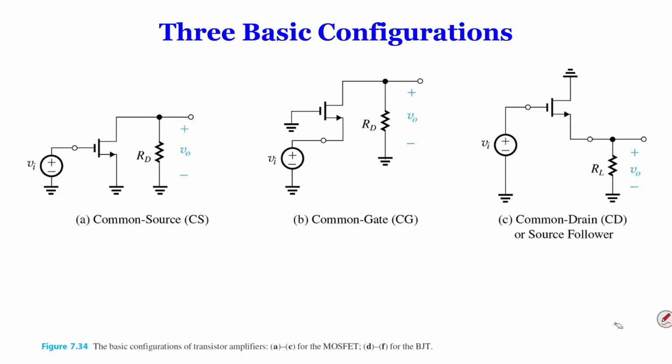Why is this called source follower? What is the verbiage? This one is called a source follower. The reason it's called a source follower is that the output is almost identical to the input. So it follows the input. When the input changes, the output changes the same way. So the value is almost the same, like 0.99. The source follows the input. That's why it's called source follower.